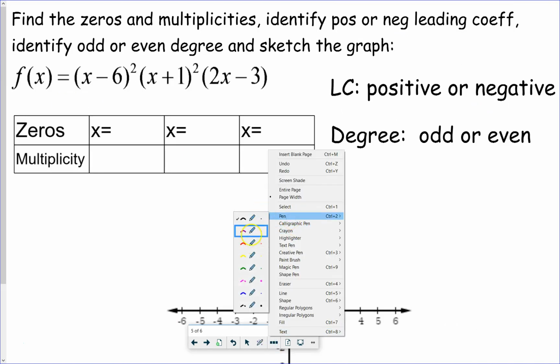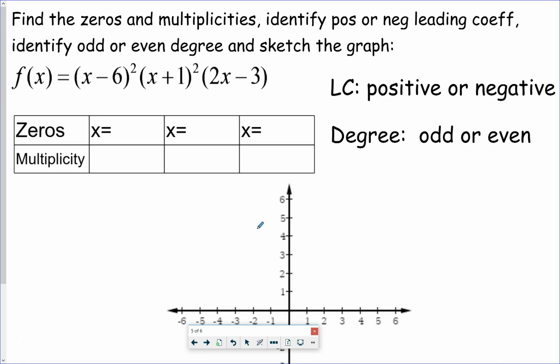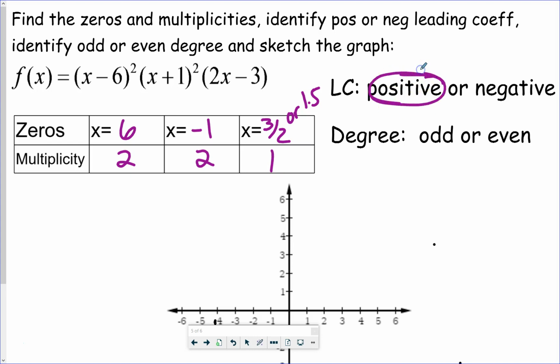All right, here we go. Fix it if it needs fixing. You're checking it with me. The zeros, they should have 6, -1, and 3/2, or 1.5, same thing. Multiplicities are 2, 2, and 1. Our leading coefficient is positive. Our degree is odd. It's actually the number 5.